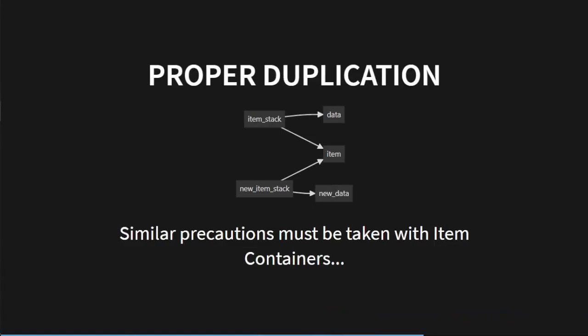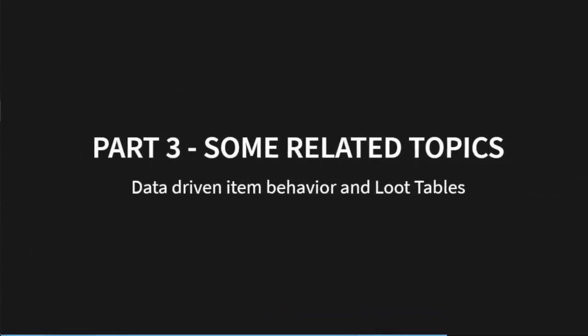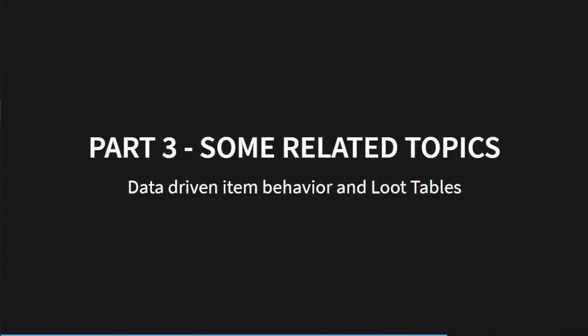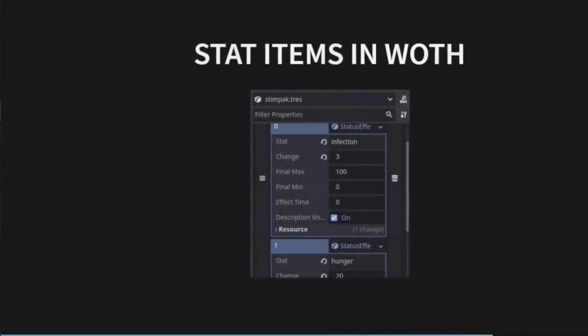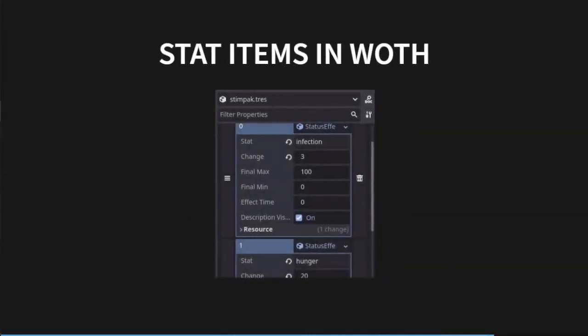A similar method can be used for duplicating item containers, but if you got this far, I assume you can figure that out yourself. Finally, I'd like to close out by going over how I tackled the related topics of item behavior and loot generation in Wrath of the Harvestmen. Godot's resource system also allows you to define a large amount of item behavior all in data. In Wrath, status effect items, medicine, food, etc., are all instances of the status item resource. However, the actual statuses they affect, and by how much, are defined by resources.